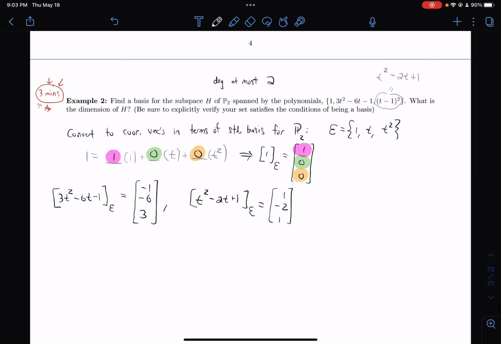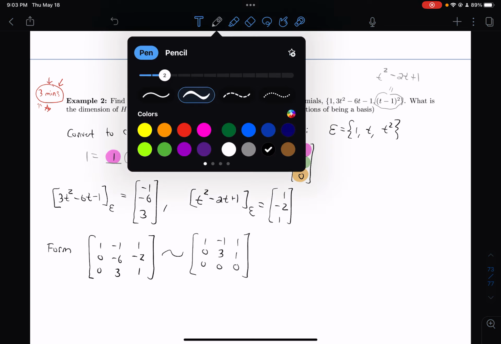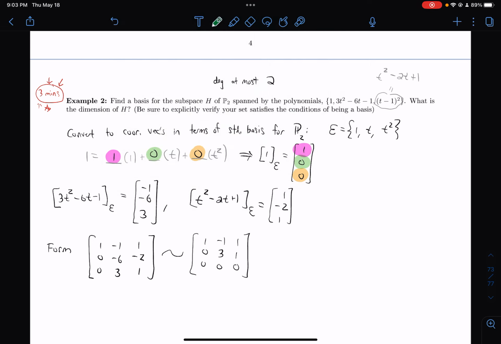Nice. So now that we have vectors, we can work with them like we did in the last problem. We can form the matrix with these as the columns: 1, 0, 0, negative 1, negative 6, 3, 1, negative 2, 1. And then I can row reduce it. I'm going to tell you what it row reduces to. That becomes 1, 0, 0, negative 1, 3, 0, 1, 1, 0. This time I'll just stop at echelon form because that's good enough to identify the pivots.